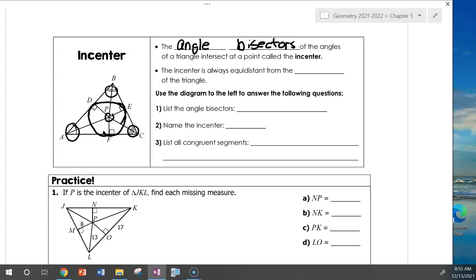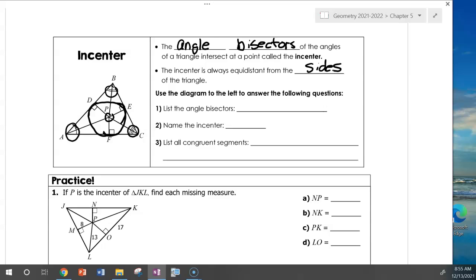So what happens is you have another circle, and the incenter is always equidistant from the sides of the triangle. So you see that again, my circle is not the greatest, but I hope you get the idea. So each of these lengths, PD, PE, and PF, they're all going to be the same, and they make the radius of a circle that perfectly matches the inside of your triangle. And that's why it's called the incenter, because this circle is inscribed. It is inside the triangle.